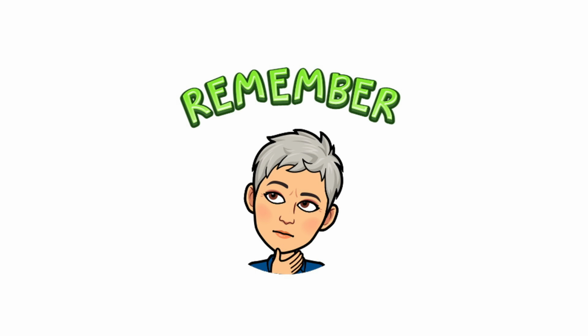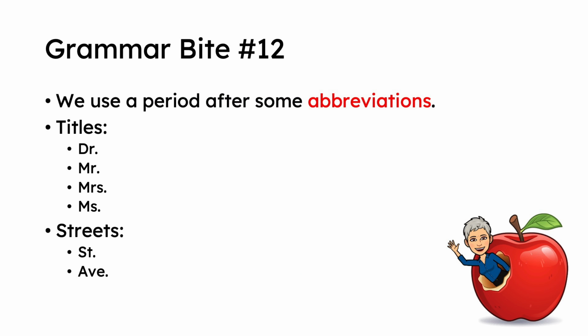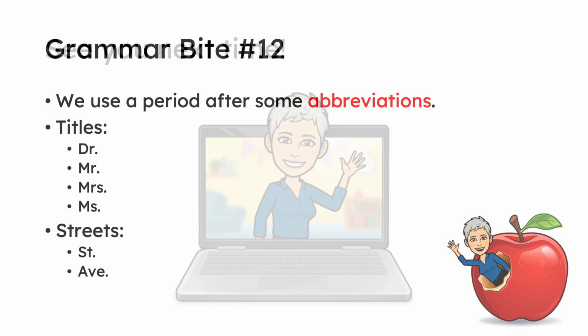Let's remember what we learned today. We use a period after some abbreviations. The examples I gave you were titles like Dr., Mr., Mrs., and Ms., and the streets. Most common ones are street and avenue.